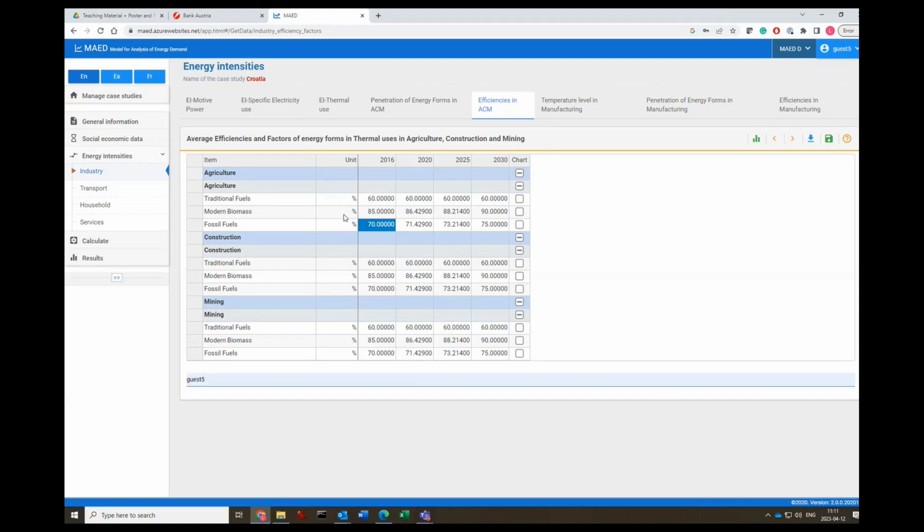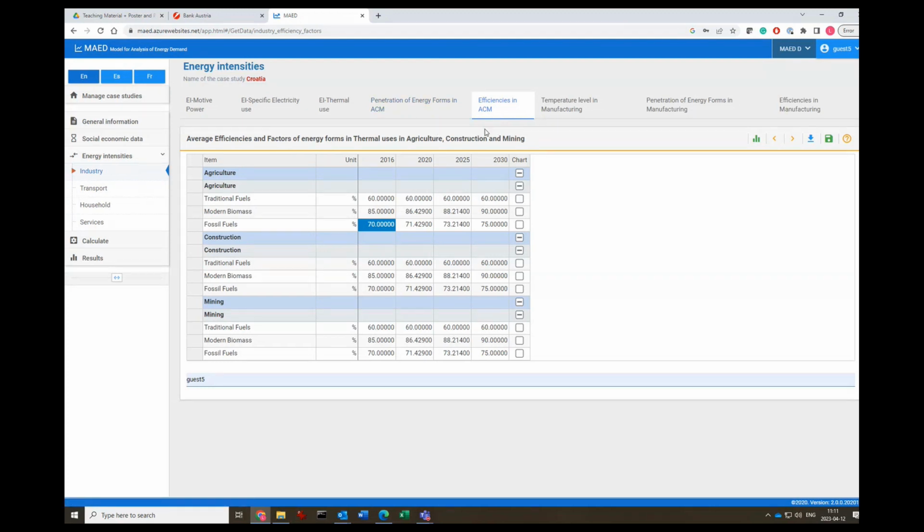Okay, so here we also have modern biomass and traditional fuels. So this would be our final input for the ACM, agriculture, construction, and mining.